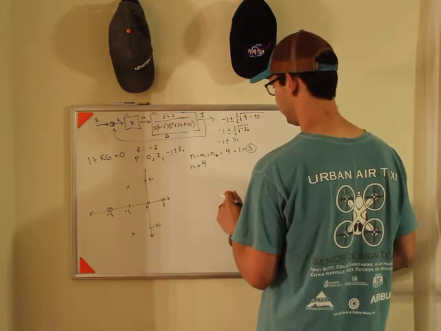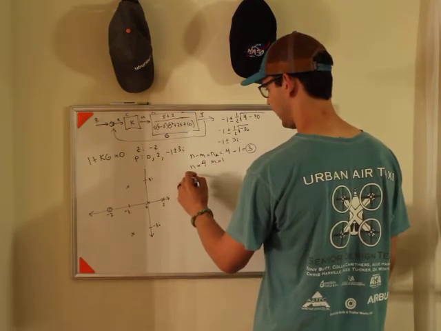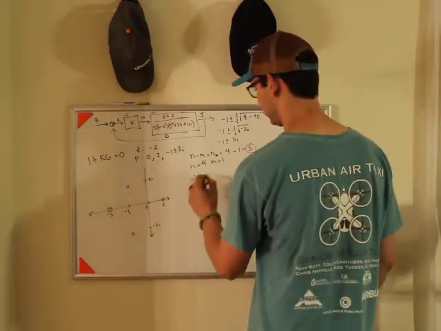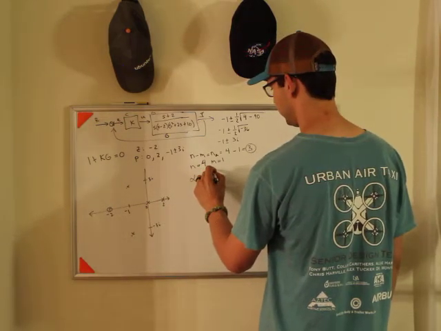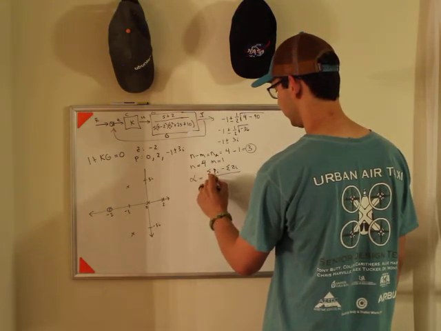Okay, so, oh, and m was 1. Okay, so then my alpha, which is where my asymptotes intersect the real axis, is the sum of the poles minus the sum of the zeros all over n minus m.